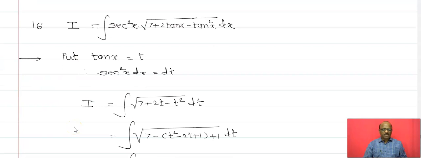Now problem number 16, I equals integral sec square x in under root of 7 plus 2 tan x minus tan square x dx. Now here is a substitution. Tan of x equals t, sec square x into dx equals dt. Therefore, I equals integral in root of 7 plus 2t minus t square into dt.